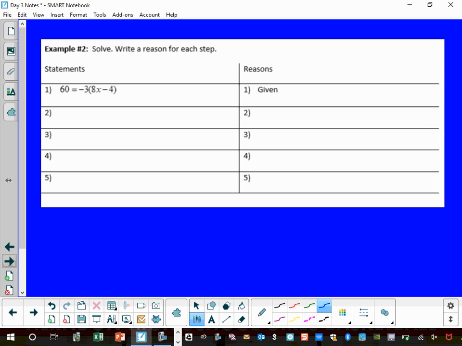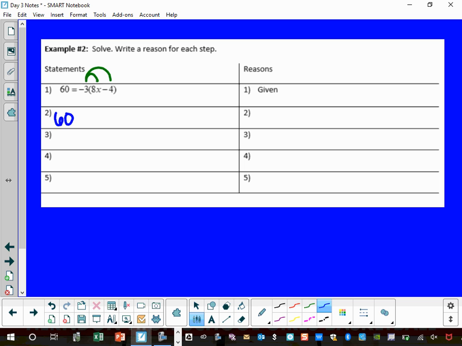All right, look at the second one. If we have our second problem, Chris, what's my first step? What do I do? Distribute. All right, distribute the what? The negative 3. So my negative 3 goes to 8x and it goes to negative 4.